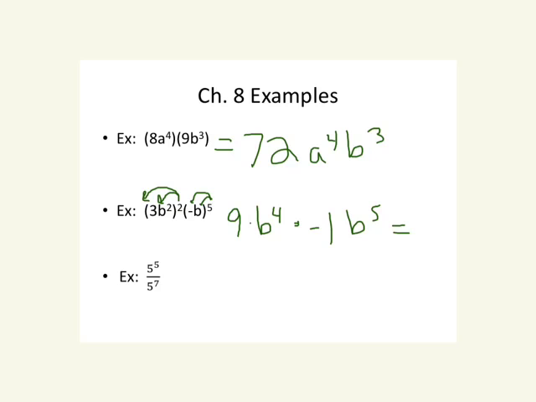Now we can multiply these two. 9 times negative 1 is negative 9. And b to the 4th times b to the 5th comes out to be b to the 9th power.